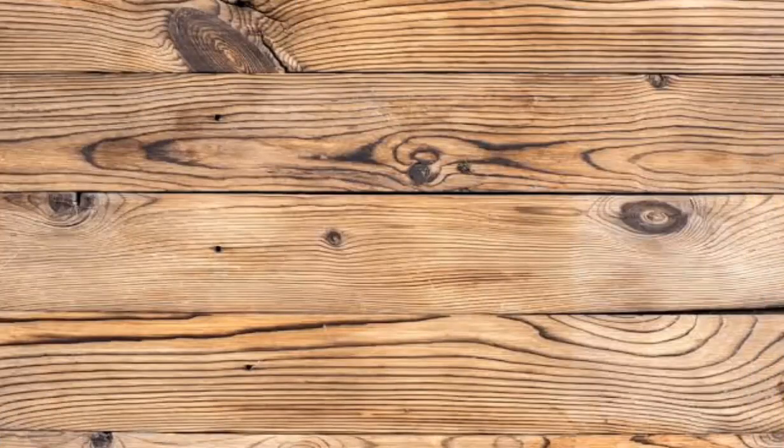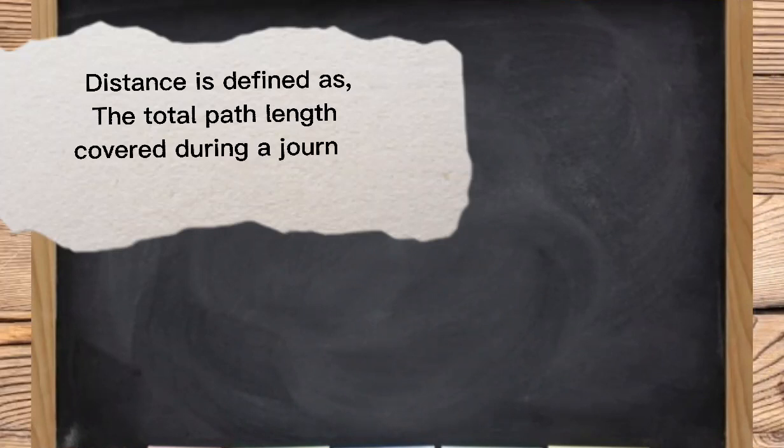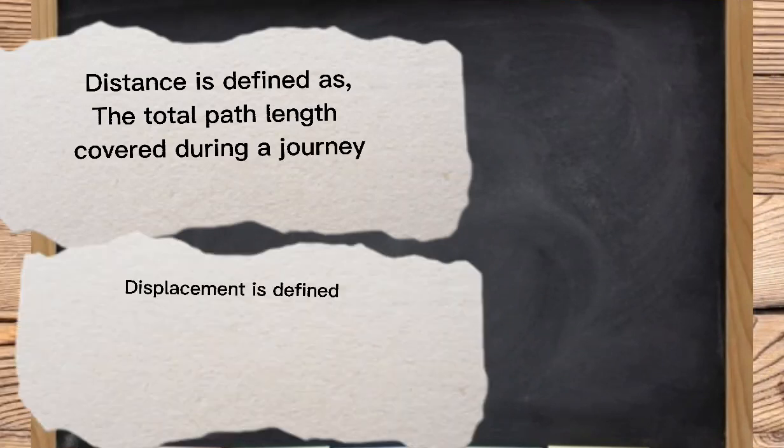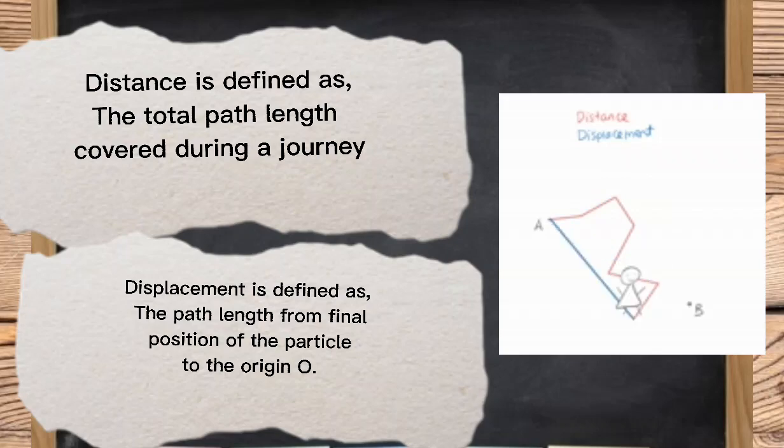So what is the difference between distance and displacement? Distance is defined as the total path length covered during a journey, while displacement is defined as the path length from the final position of the particle to the origin O.